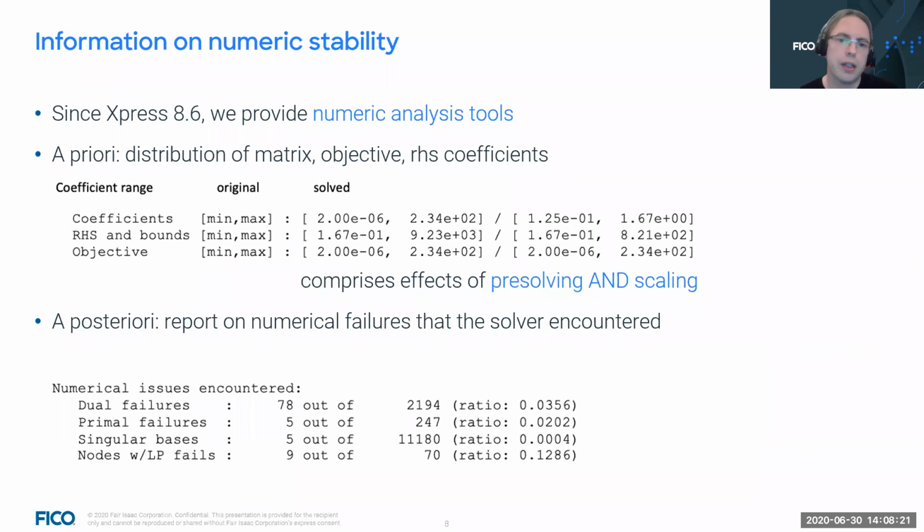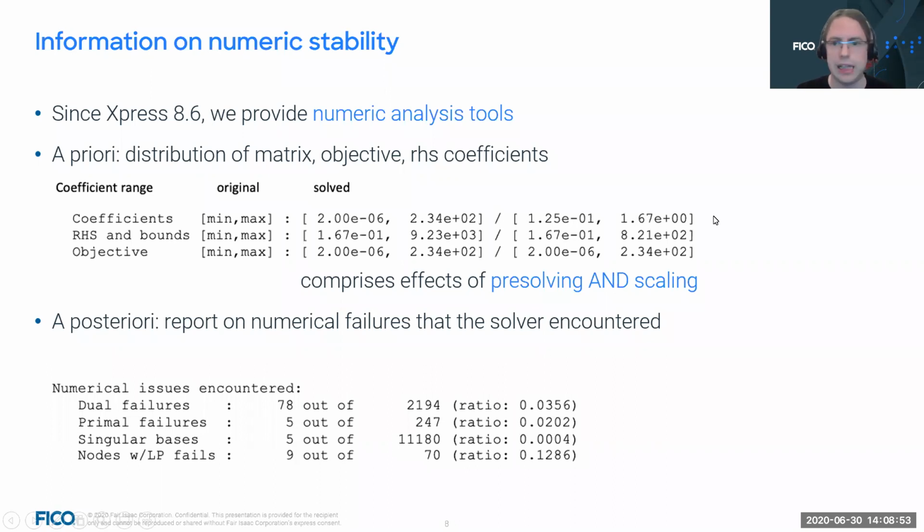There's different information that you get on this. First of all, before starting the solve, you can look at the distribution of the coefficients in your matrix, in your objective, in your right-hand side. So Express will provide you with some output like this here. This is once for the original model that you put into the solver, and on the right-hand side, you see what it is on the presolved and scaled model.